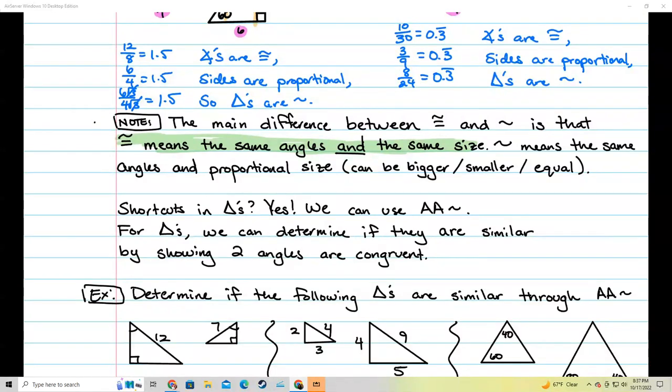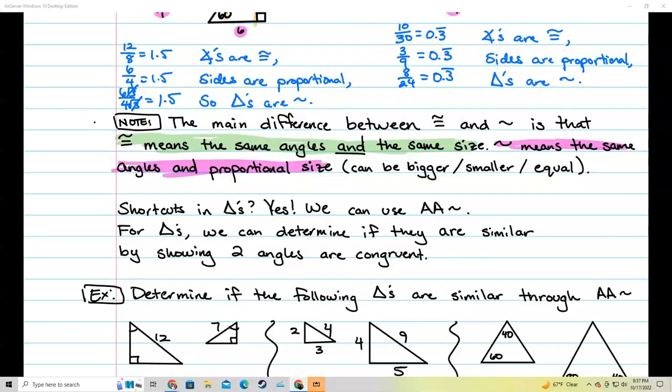Okay. So let's see. What about for the next one? For the next one, I got similarity. Similarity means that you have the same angles, and you have proportional sizes. So that's a little bit different. That doesn't mean you have the same size. You have proportional sizes. The angles are the same, but maybe one Dorito is a little bit bigger than the other one, or maybe it's smaller.